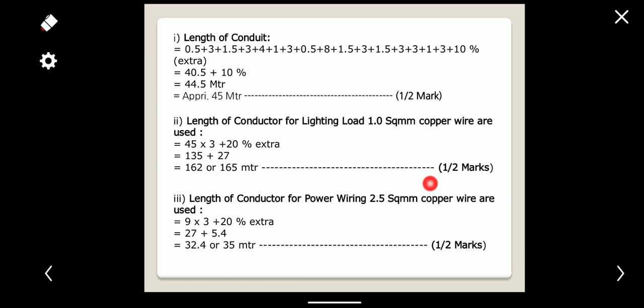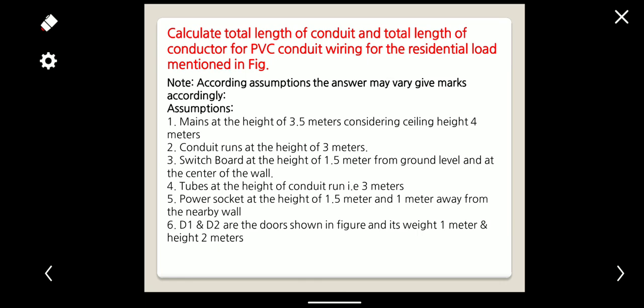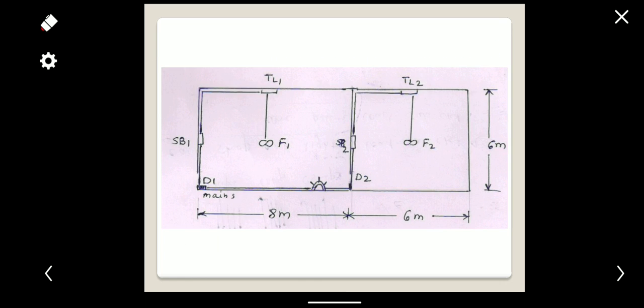Then the length of conductor for the power wiring, 2.3 square mm. So 9 into 3 plus 20% extra. 9 into 3 is 27, plus 5.4, which is 20% of 27. So it is approximately 35 meters as the length of the conductor. So this is the way to calculate the total length of conduit and wire.